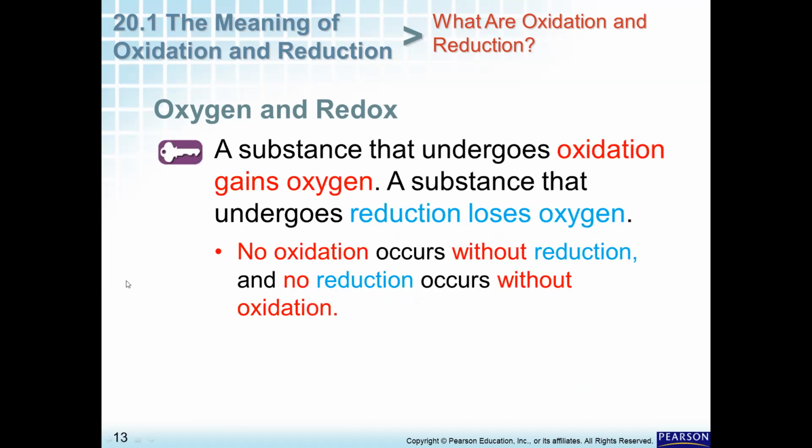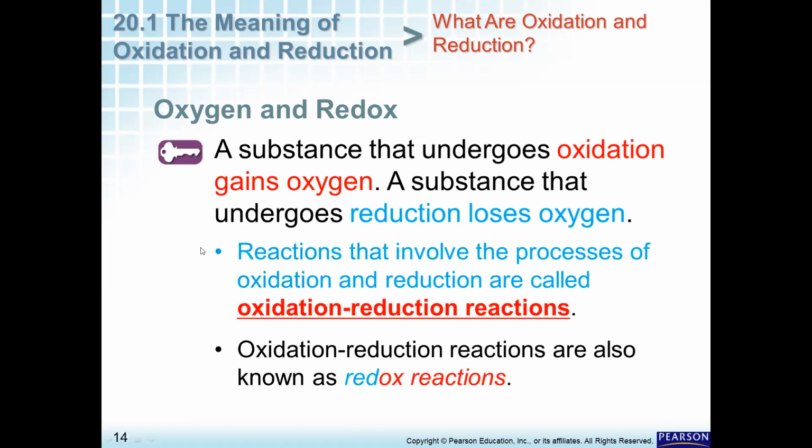A substance that undergoes oxidation basically gains oxygen. So that is partially answering our question, which is what happens to the material that undergoes oxidation? It is the one which is gaining oxygen. A substance that undergoes reduction loses oxygen. No oxidation occurs without reduction, and we already stated that.